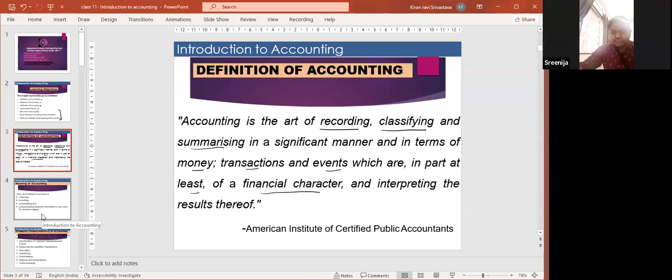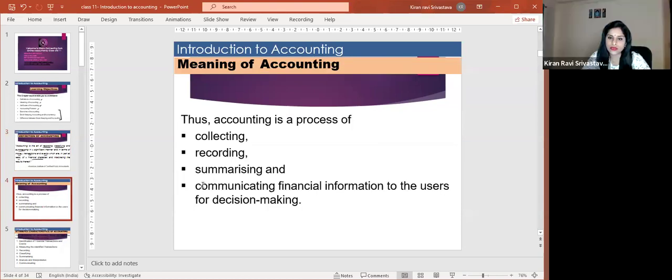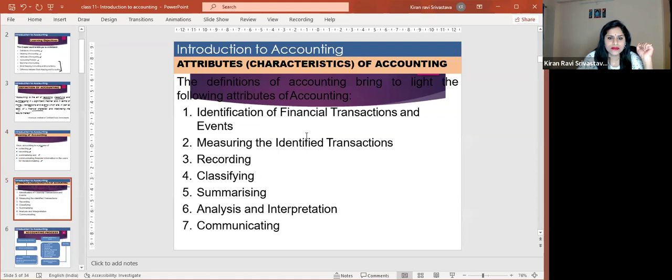Then we have also discussed in detail the process: collecting, recording, classifying, summarizing, and communicating. To whom does it get communicated? Users. Remember, I talked about users. Who are the users? Internal users and external users. Then these are the attributes or the characteristics. I have discussed it already with you all.